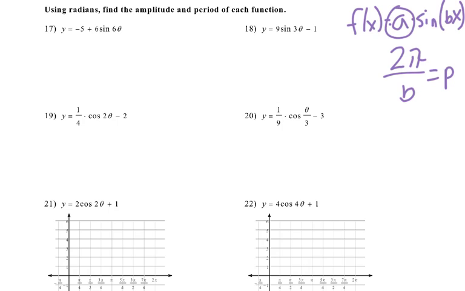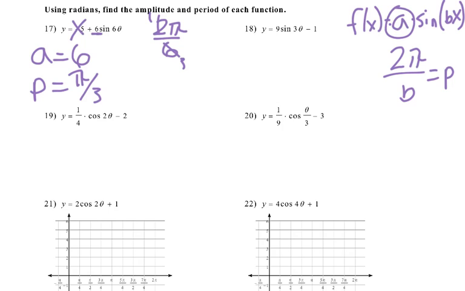So amplitude is in front, multiplying. 17 has a minus 5, that's not your amplitude. The amplitude is the 6 outside. The period is not the 6, that's the b. So you have to go 2 pi over 6, which would be, cancel the 2, cancel the 3, pi over 3. That would be your period.